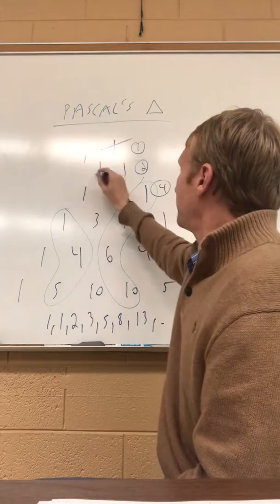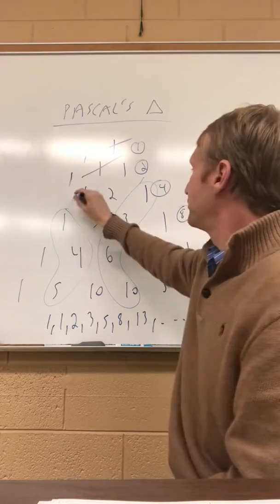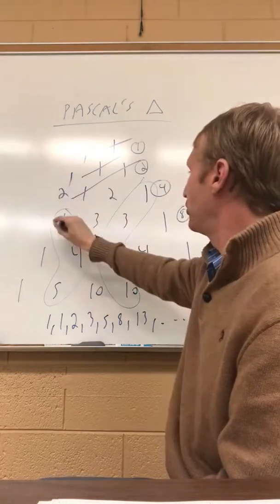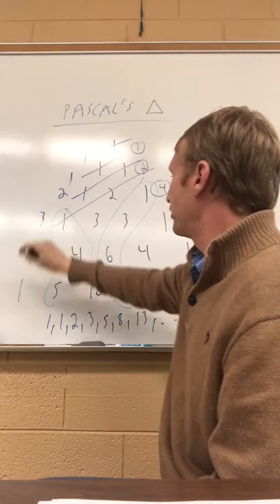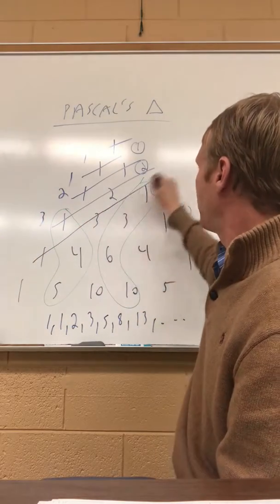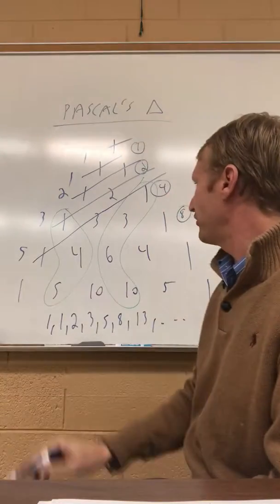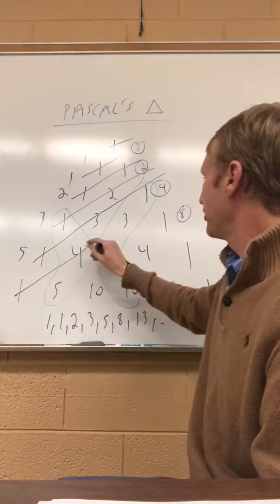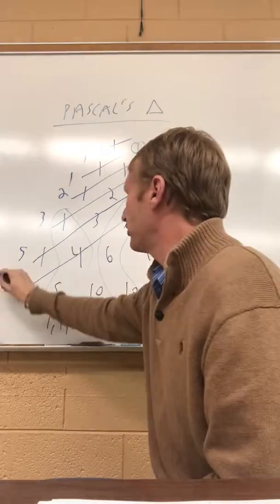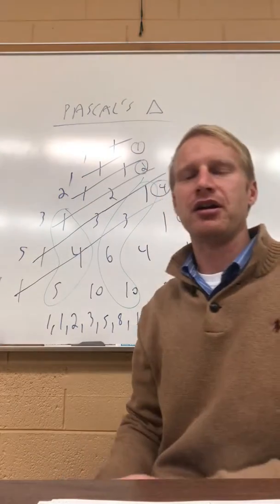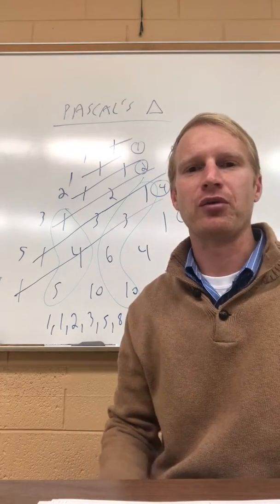There's 1, there's 1, 1 plus 1 is 2, there's 2, 1 plus 2 is 3, there's 3, 1 plus 3 is 4, plus 1 is 5, there's 5, 1 plus 4 is 5, plus 3 is 8, there's 8. So you can see the numbers actually appear in that triangle. Pretty cool how that works.